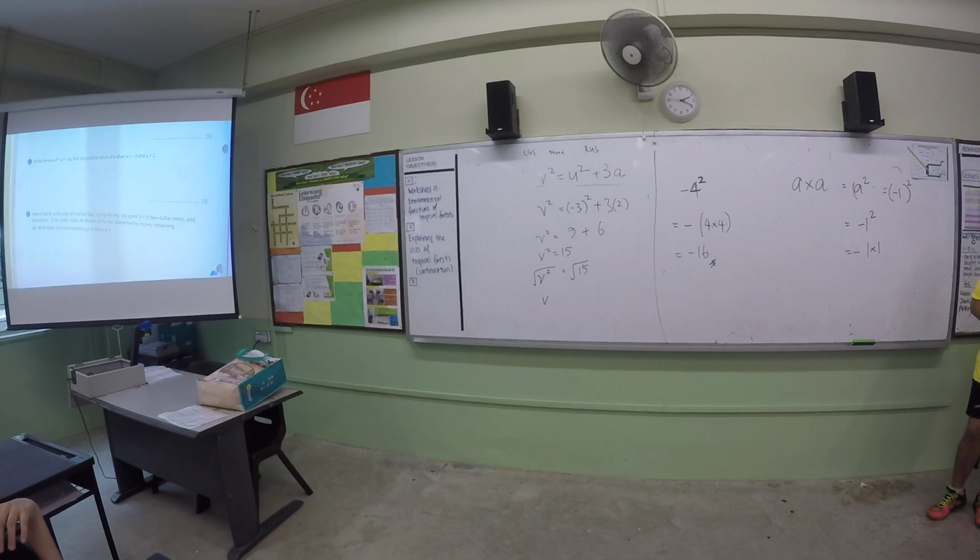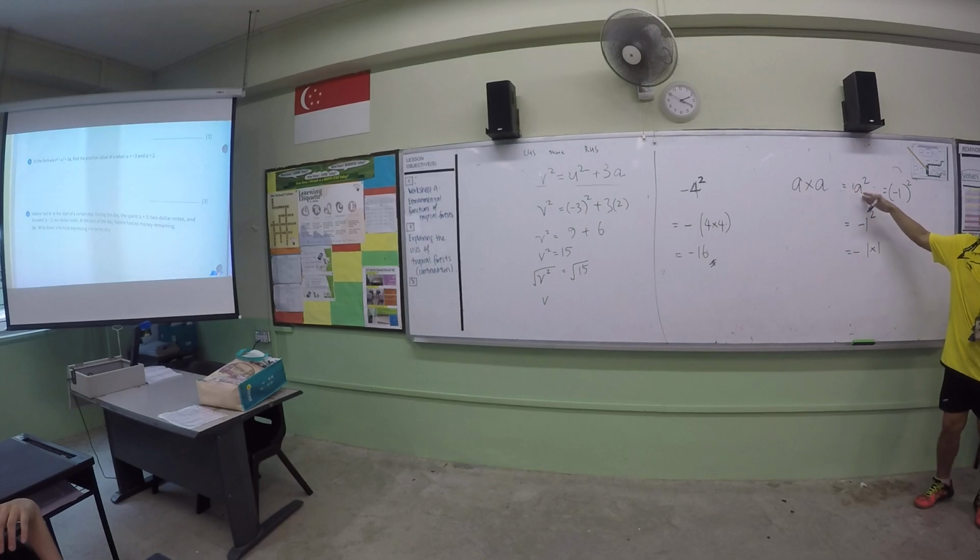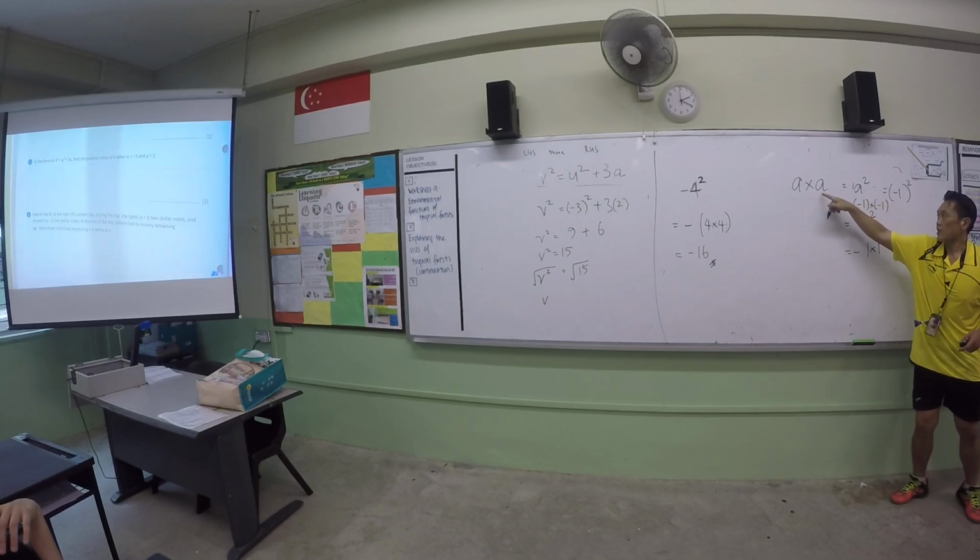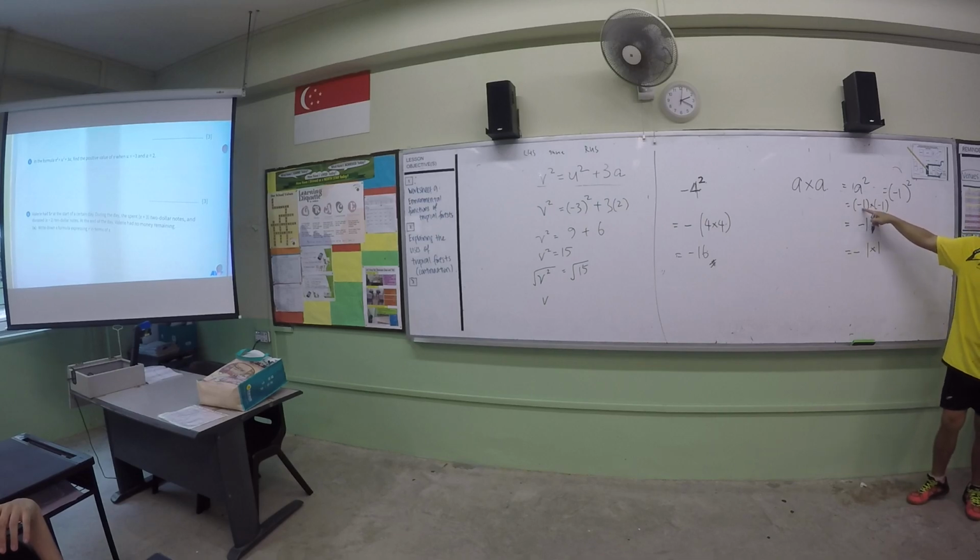Okay? Which is not what you want. What you want is A times A. And each A is negative 1. A squared is A times A. Each of the A is negative 1. So it's negative 1 times negative 1.